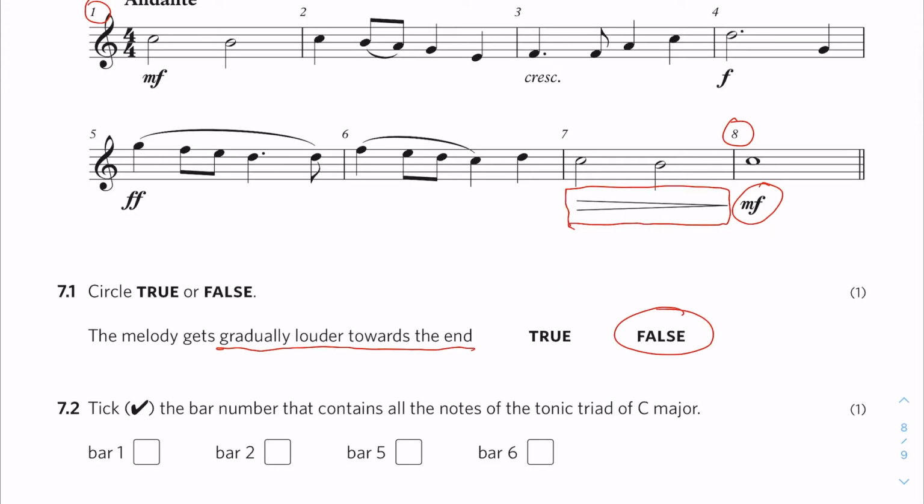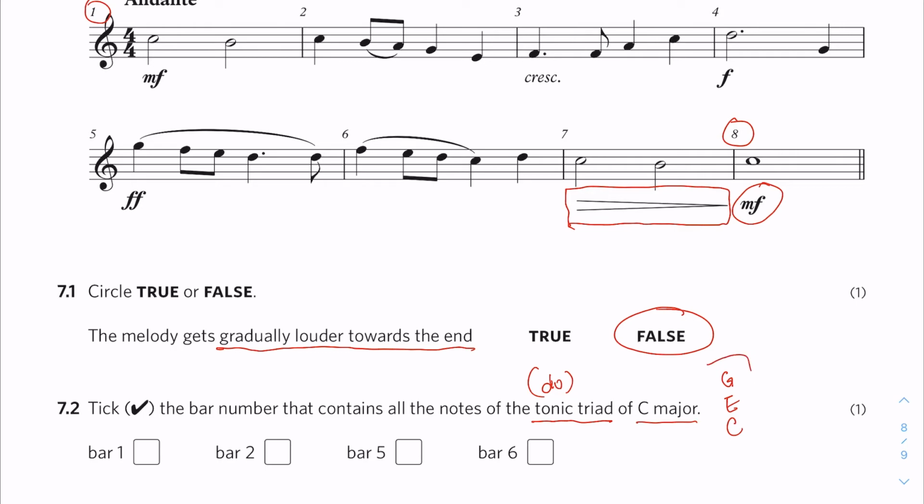7.2, take the bar number that contains all the notes of the tonic triad of C major. Okay, this is a very fun question. So underline tonic triad and C major. Now in the key of C major, the do, which is the tonic, is C. So in order to build a tonic triad, we start on C, add the E on top, and add the G on top. So we have C, E, G. C, E, G will be the 3 notes in the tonic triad of C major.